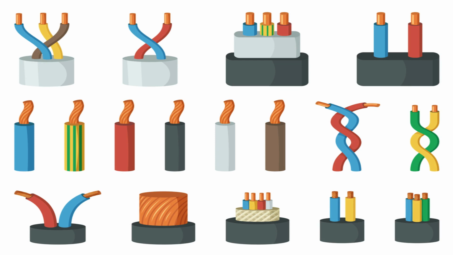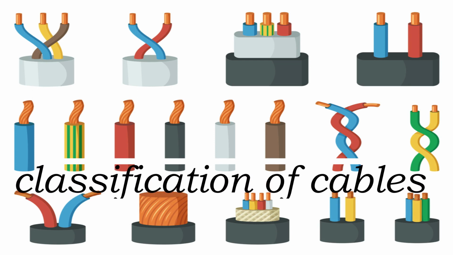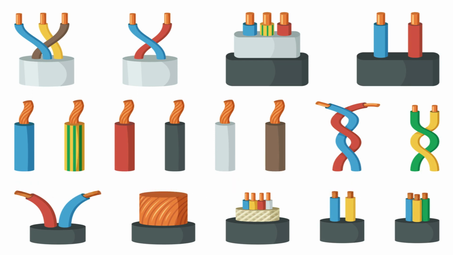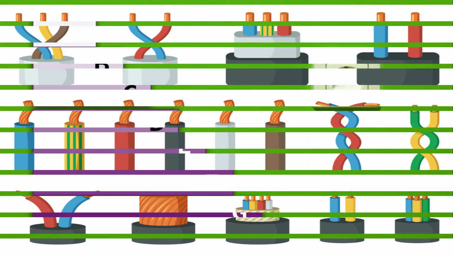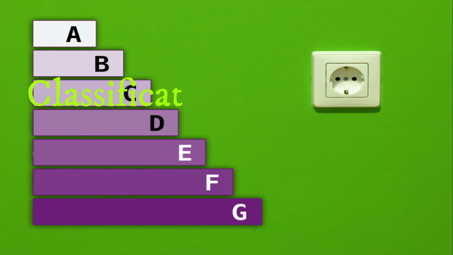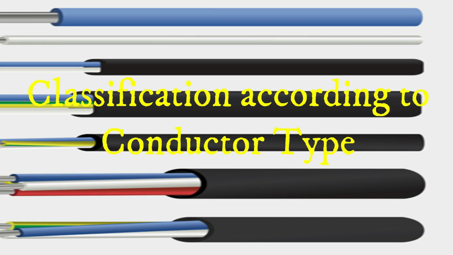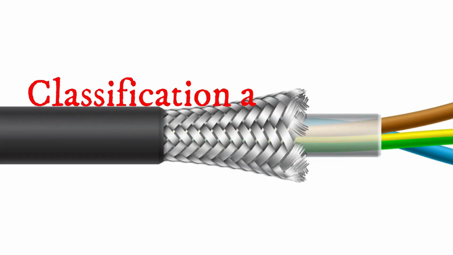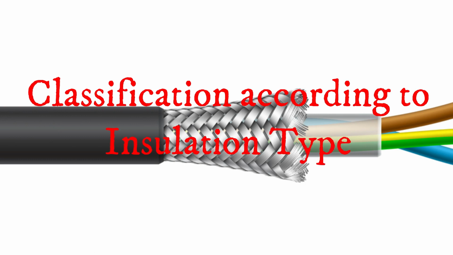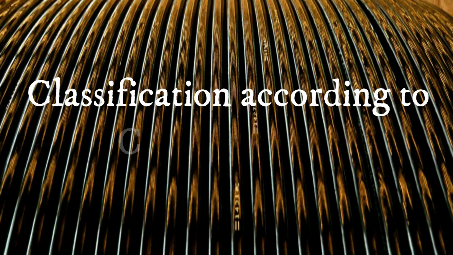Let's proceed to the second subheading, which is the classification of cables. We will be elucidating this using the following four subheadings. 1. Classification of cables according to their voltage grades. 2. Classification of cables according to the conductor type. 3. Classification of cables according to the insulation type. And the last of them is the classification of cables according to the core numbers.